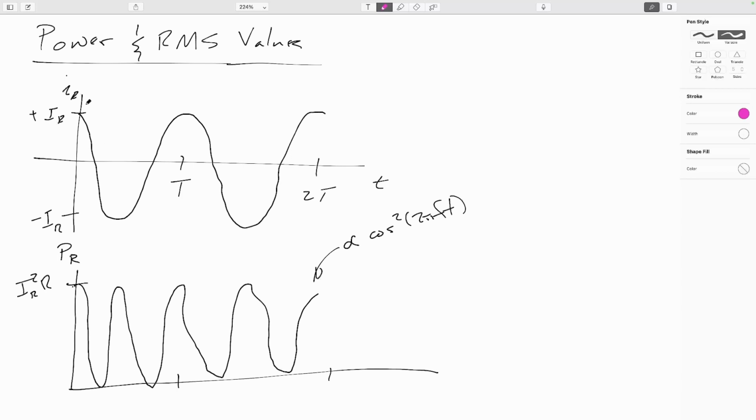The current sloshes back and forth every 60th of a second, but whether the current's going one way through the toaster or the other way through the toaster, it'll heat up the element. So for every 60th of a second, there are 2 pulses of heat being radiated out by the toaster. Now, when you're making toast, you don't really care that you're getting 120 pulses of heat a second, or 100 if you're in Europe. What you care about is just the average.